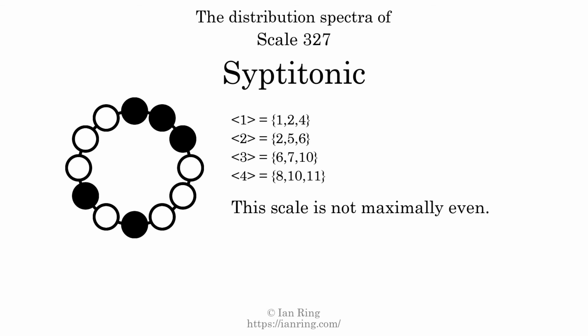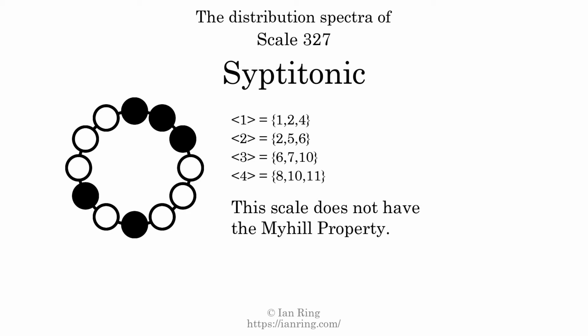The highest spectrum width is 4. Since this is greater than 1, we know that this scale is not maximally even. If every spectrum has exactly 2 specific intervals, we call that the Myhill property. This scale does not have the Myhill property.